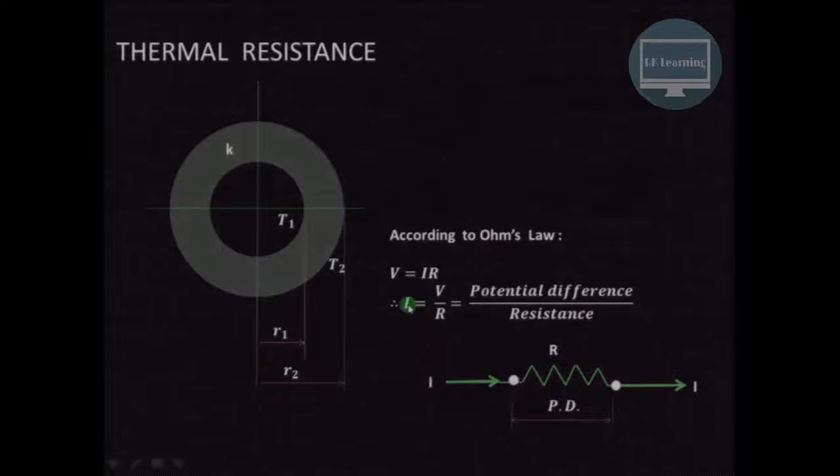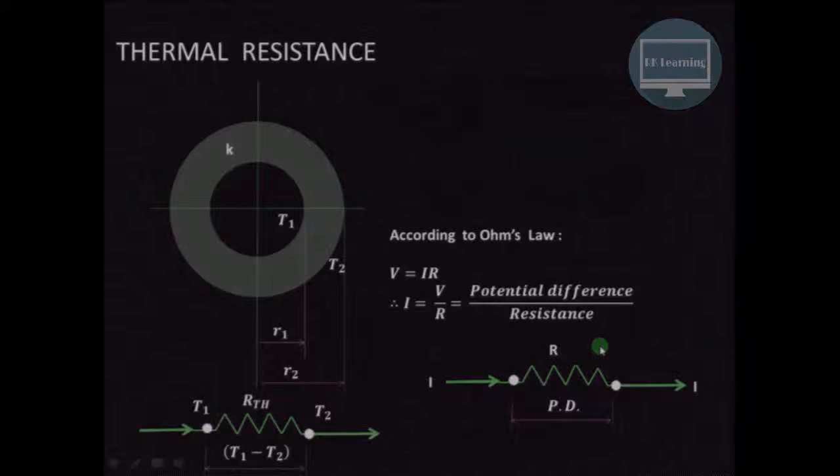Now we know that according to Ohm's law, V is equal to IR or I is equal to V upon R, where V is the potential difference and R is the resistance. The same concept is applied over here. Here, in place of the potential difference, there is a temperature difference. The current flow is analogous to heat flow, and the electrical resistance is analogous to this thermal resistance.